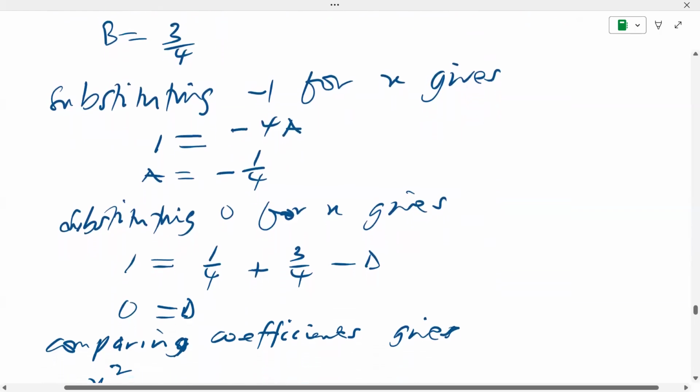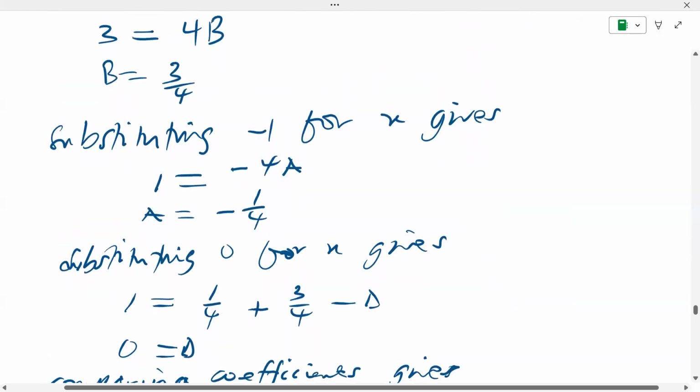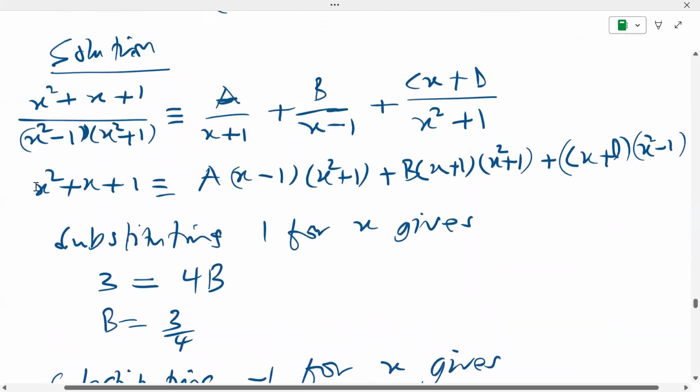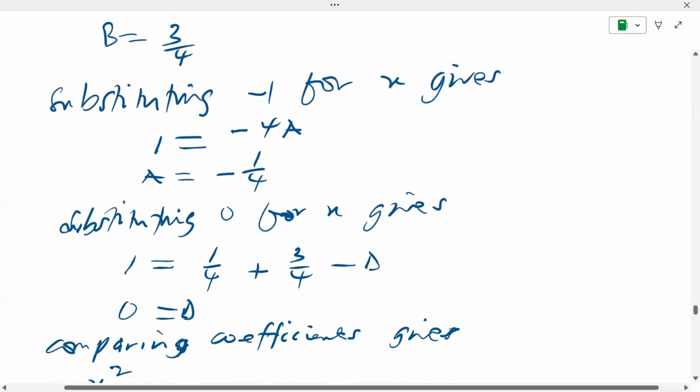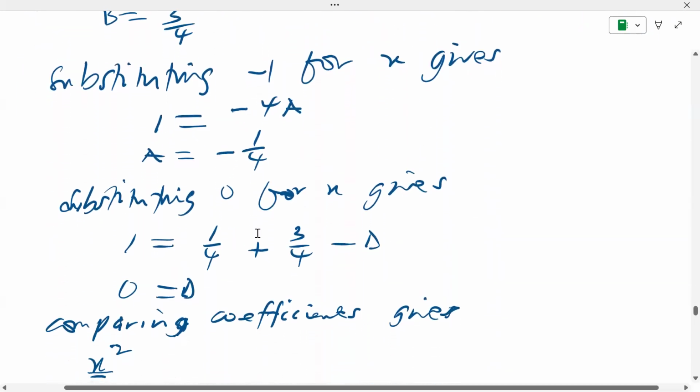The next is that we are going to substitute 0 for x. When we do that, we shall get, so 0 here, 0 there, 0, 0, 0, 0, 0, 0. So this one will give us our negative A. And then when we put in the A, which is also negative, so we get positive 1/4. And then our B is 3/4, then minus our D. So this whole thing will give us 1. And then when we actually rearrange, we shall get D equals 0.